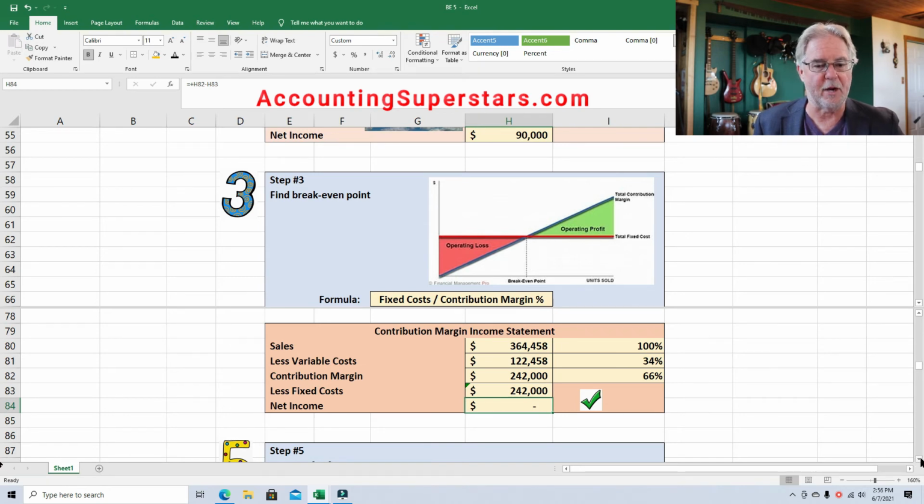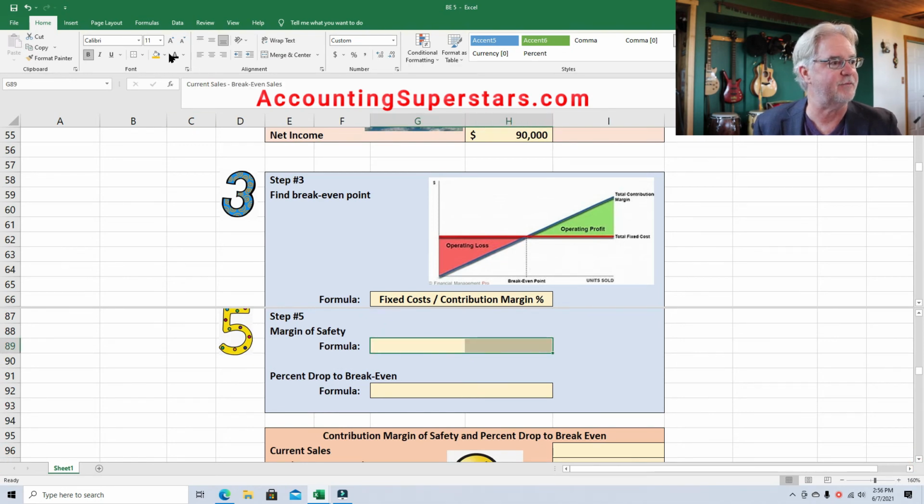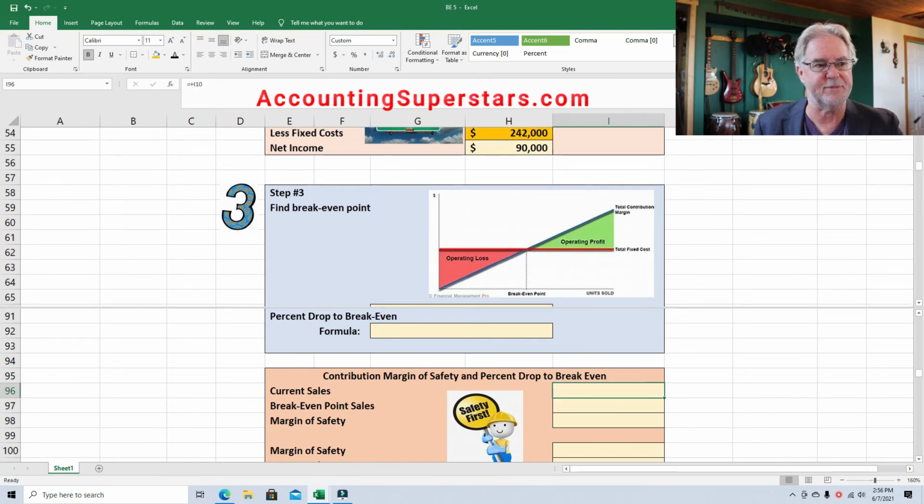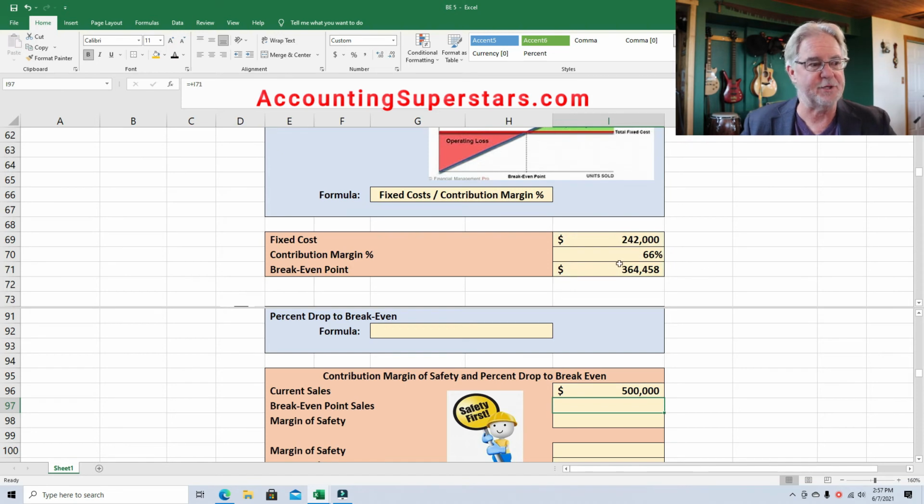Now let's figure out the margin of safety. It's easy to do. Here's the formula, folks. There's a couple formulas here. Very easy formulas. Current sales minus the break-even sales. Well, why don't we take care of that? Let's go ahead and do that. Now the current sales is what's on that traditional income statement. According to the traditional income statement, we have sales of 500,000. So all you do is write that down. All we do is come down to the break-even point here. This is the break-even sales, the break-even point. And we just write that number down. And we find the difference of those two, and we get 135,542.